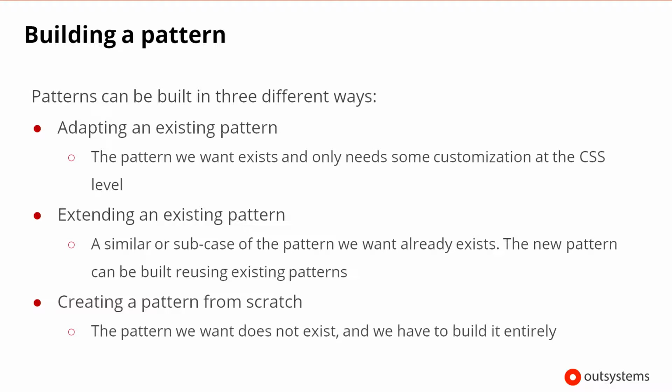This scenario happens when we want a pattern that already exists, but maybe with different styling. This means that we can customize an existing pattern at the first level of the CSS. Second, we can extend an existing pattern. This scenario happens when we want to build a pattern where a similar or subcase of the pattern already exists. This means that we can create a new pattern by reusing those existing patterns with some extra customization such as new placeholders and JavaScript elements. Finally, we can also build our own pattern from scratch.